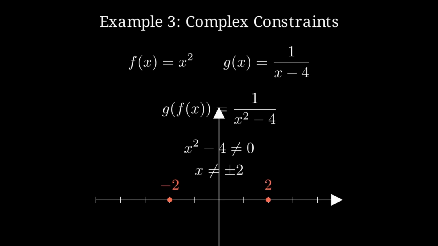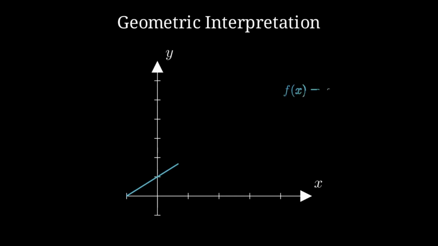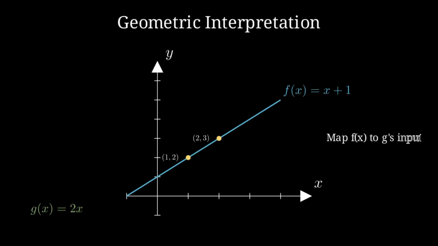Geometrically, composition is a transformation. We take the vertical height of the first graph and use it as the horizontal position for the second. This can shift, stretch, or reflect the original parent function in unique ways.